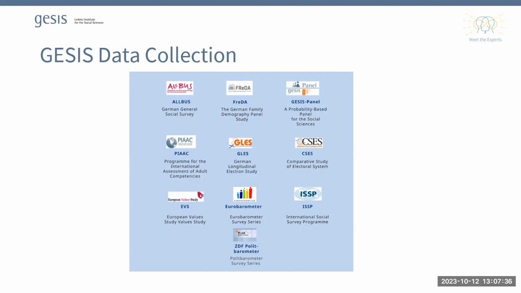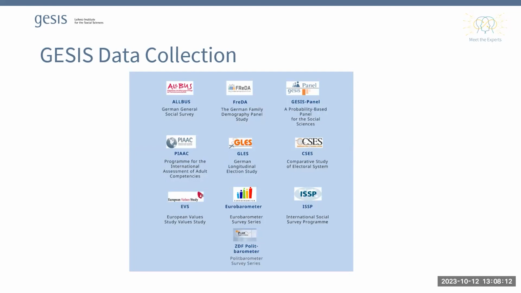The first one is the GESIS data collection. These are studies in which GESIS is more or less directly involved in planning, conducting the studies, collecting data, and so on. So we have a very active role here, and very famous examples are the German General Social Survey or the German Longitudinal Election Study, where we have dedicated services and offerings for these kinds of survey programs. And these are also the topic of distinct Meet the Data formats.